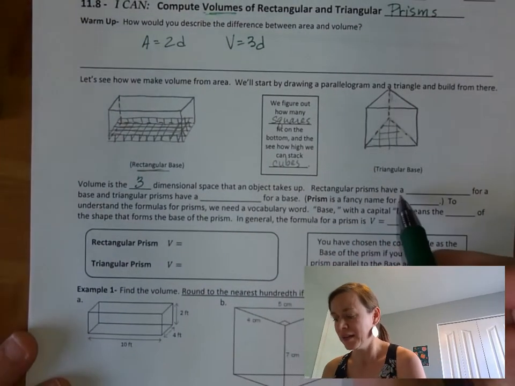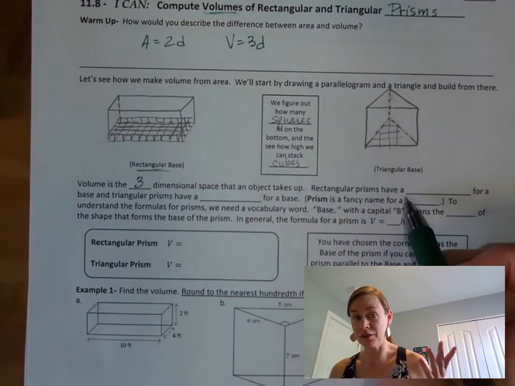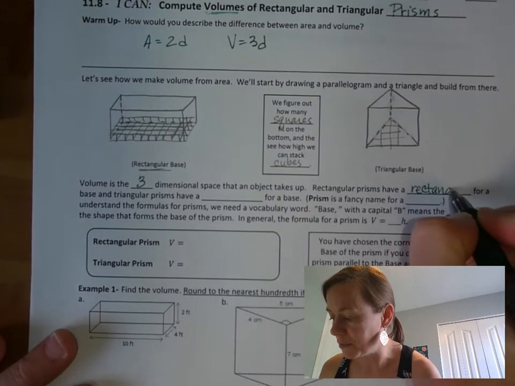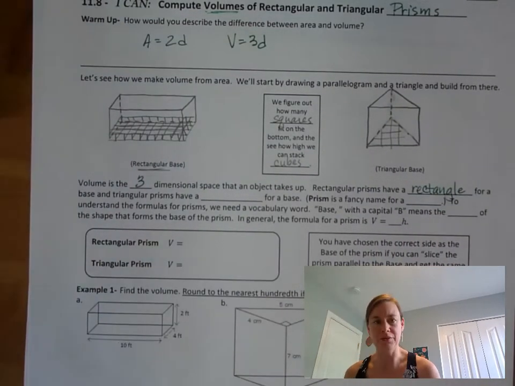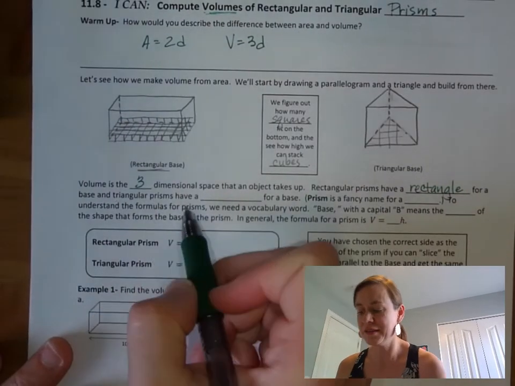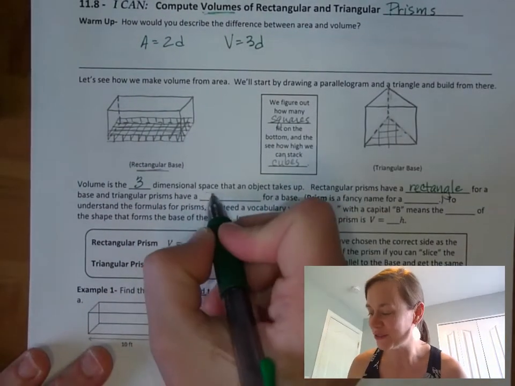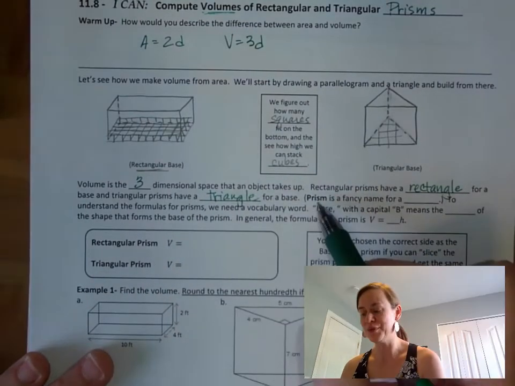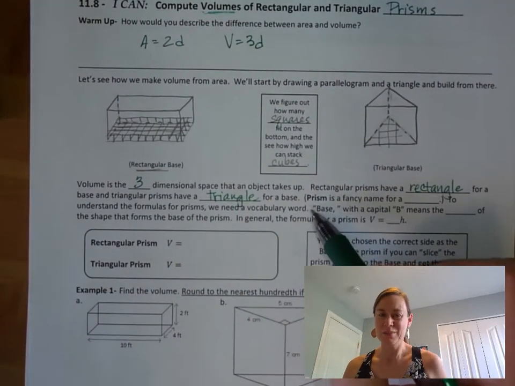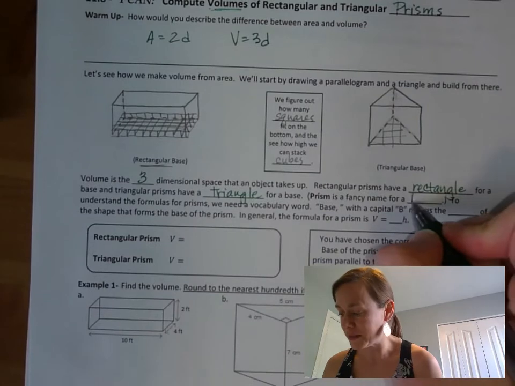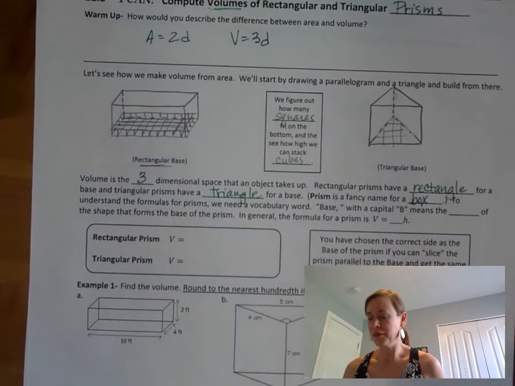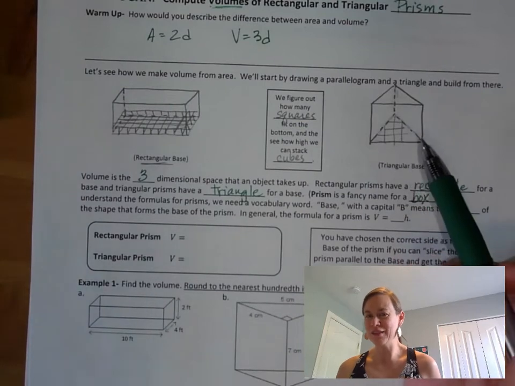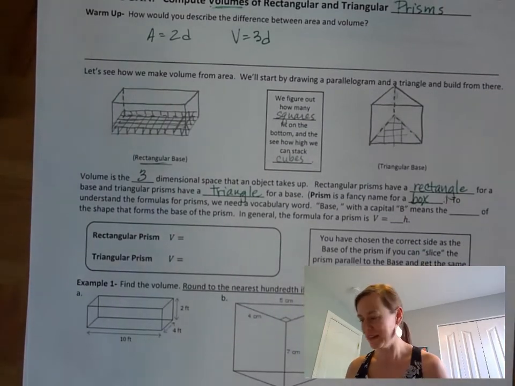Rectangular prisms have a rectangle for a base. Okay, so that means the bottom of the prism is going to be a rectangle. Triangular prisms have, guess what? A triangle for the base. Okay, and then prism, I told you we'd come back to this. Prism is just a fancy name for a box. So like we talked about a shoebox here, I can't think of any boxes that are usually triangular shaped, but I'm sure they're out there for something.